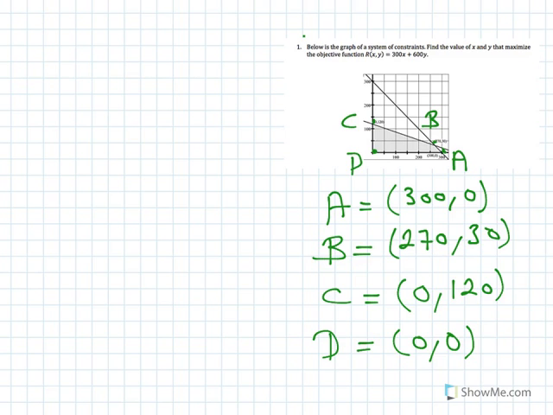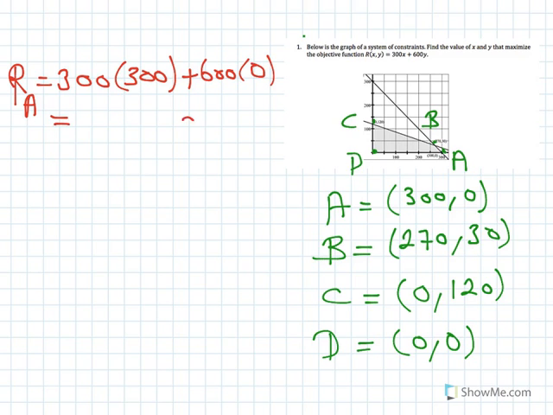So I'm going to do R at A, so I'm going to call it RA, which is going to be equal to 300 times 300, which is the x value, plus 600 times 0, which is the y value. And that gives me 90,000.